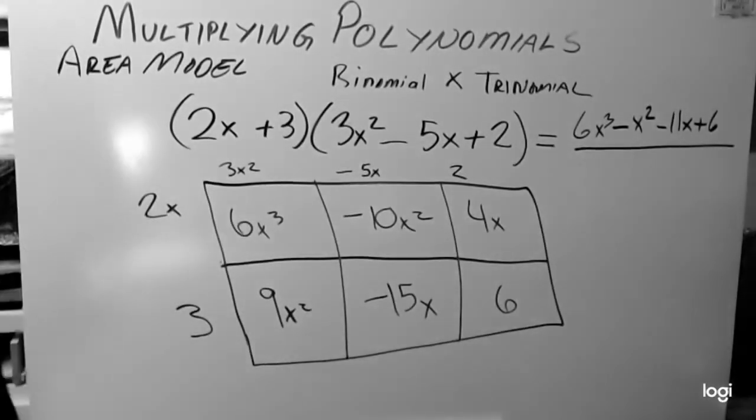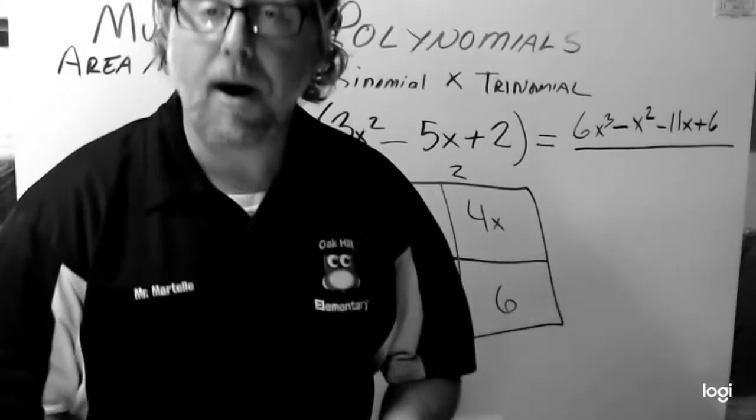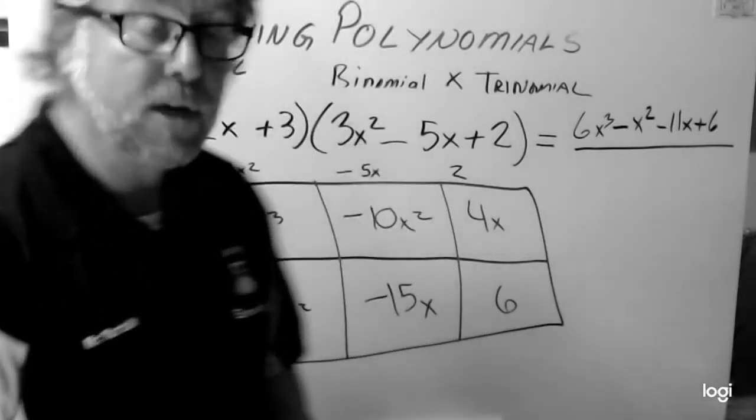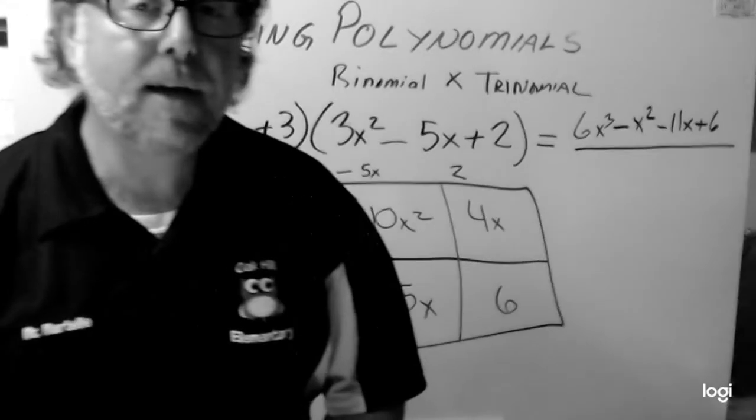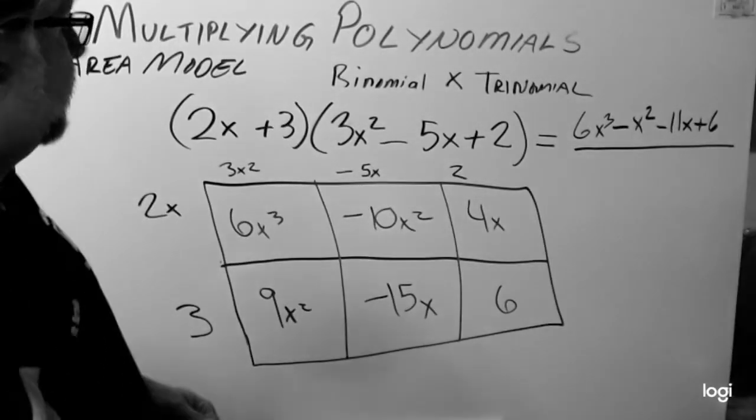And that pretty much concludes our lesson on how to multiply polynomials. We've done a monomial, binomial, trinomial. We talked about using the area method as well as the distributive property and FOIL, which is the distributive property.